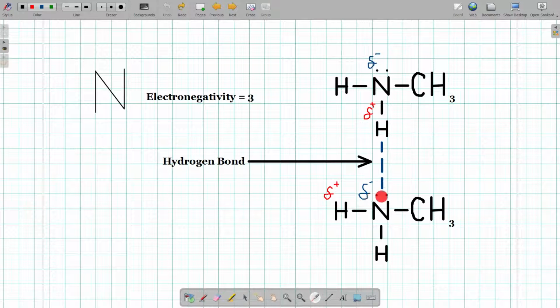And the nitrogen here has a lone pair of electrons, and so a hydrogen bond can form between the nitrogen and the positive hydrogen with the delta plus there. I'm sure you've probably already gone over hydrogen bonding, so I won't dwell too much on it, but just so you know, amines will have hydrogen bonds between them.